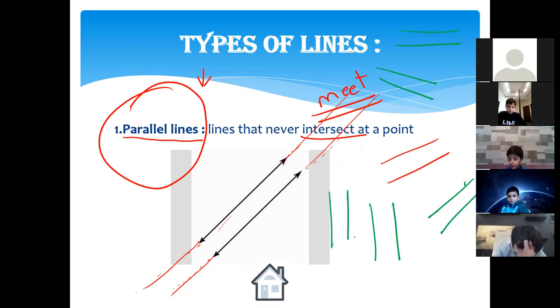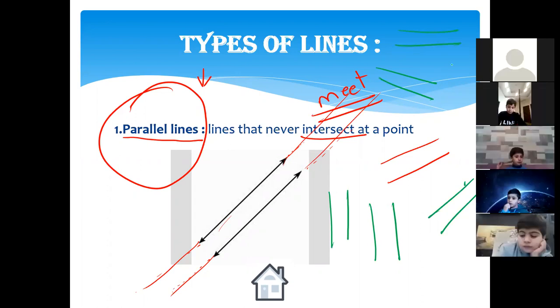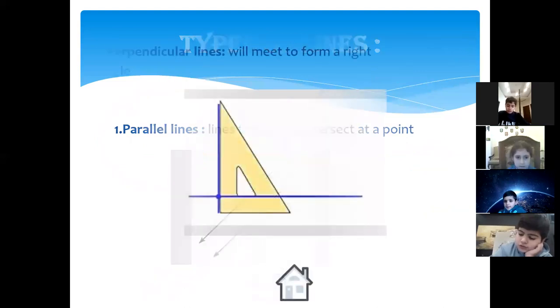Parallel lines. So all of them are parallel lines because they are facing each other and they never meet at a point. Bravo, Ali Ahmad. They never meet at a point. Okay, we have finished the parallel lines.